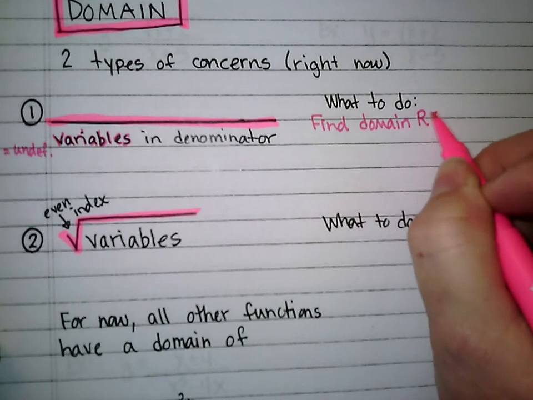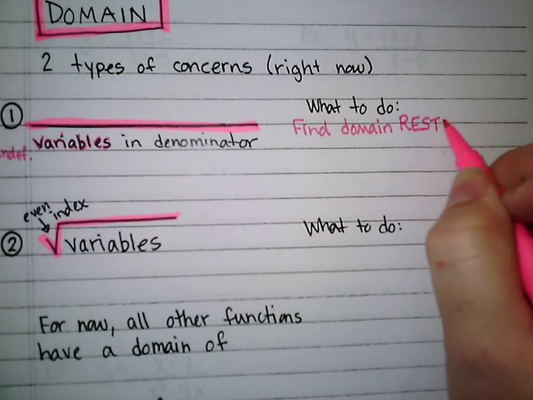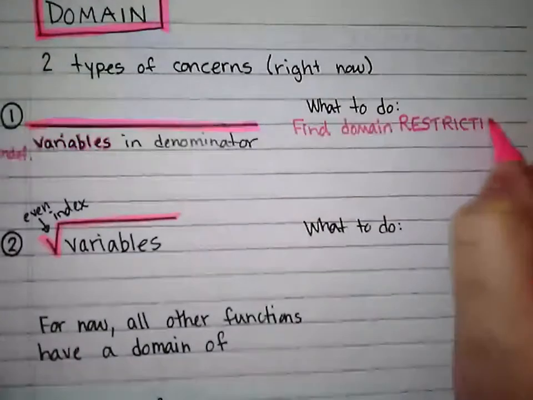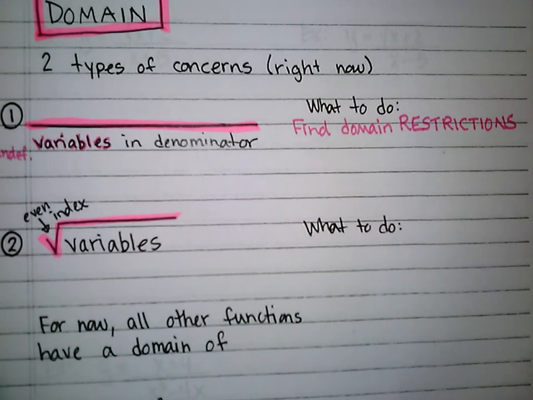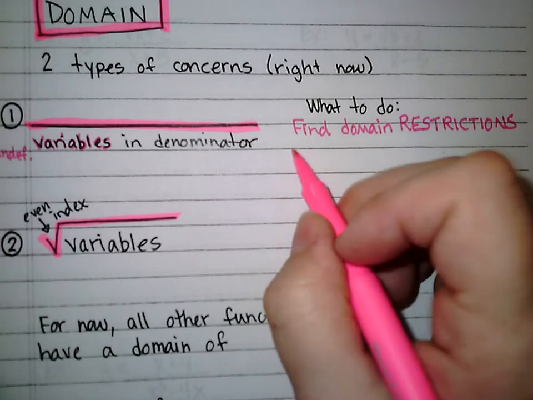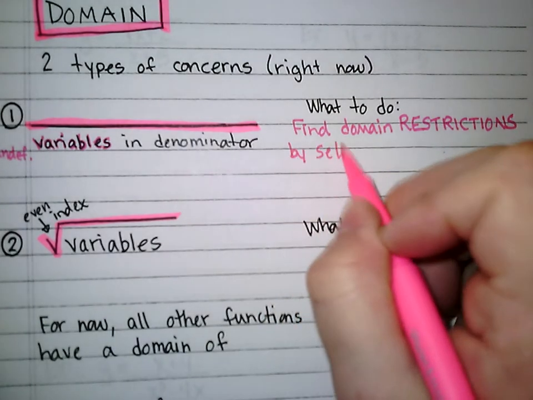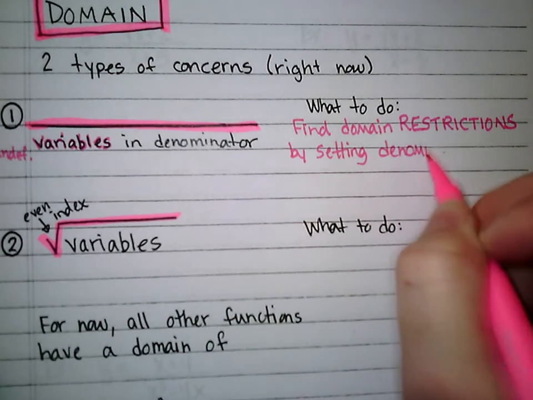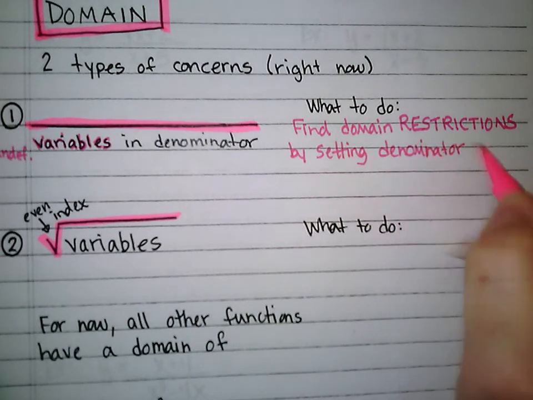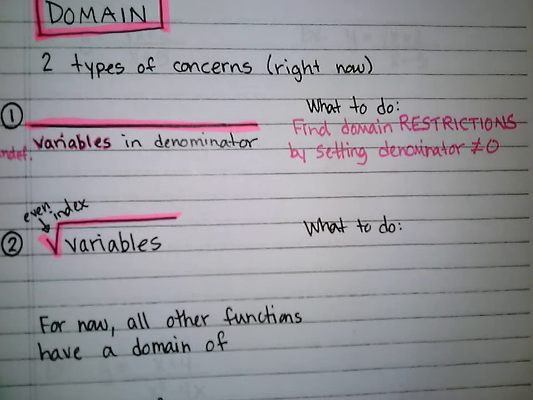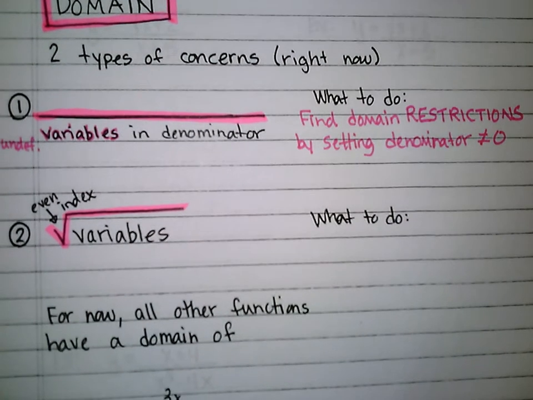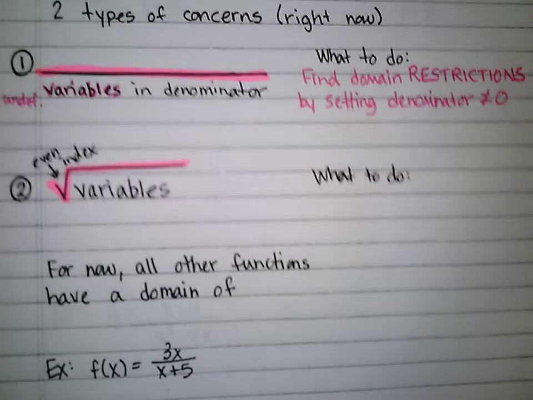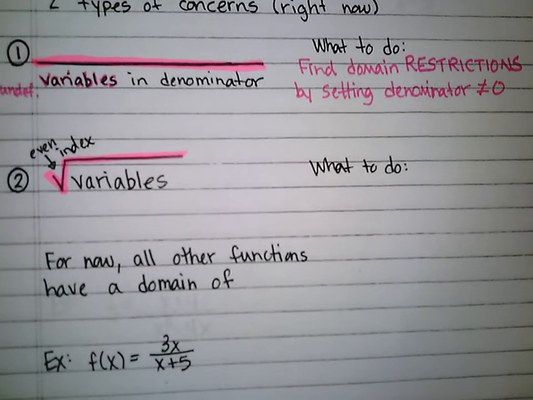So it's not telling us what our domain is, it's telling us what our domain is not. So find domain restrictions by setting the denominator not equal to 0. And then that's going to tell us like x cannot equal 4, for example. So that's what we have to avoid hitting.